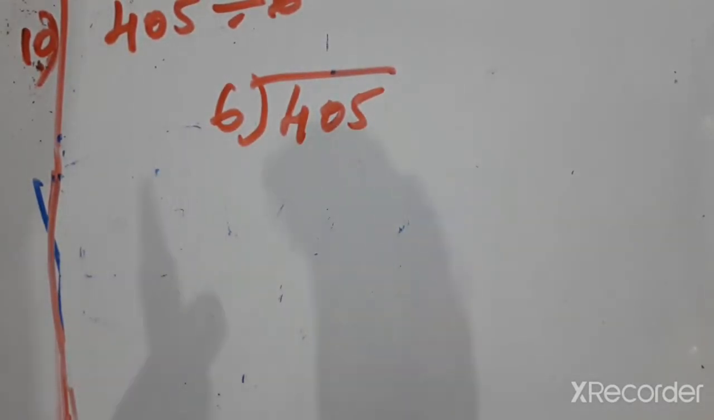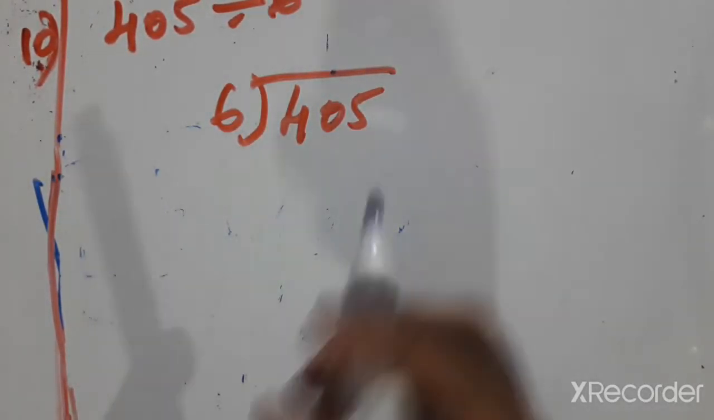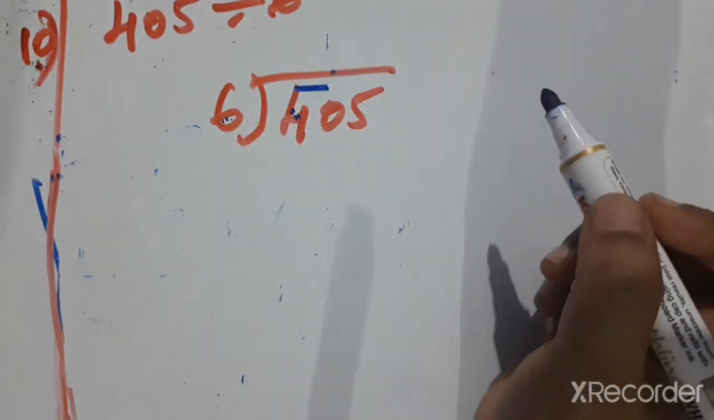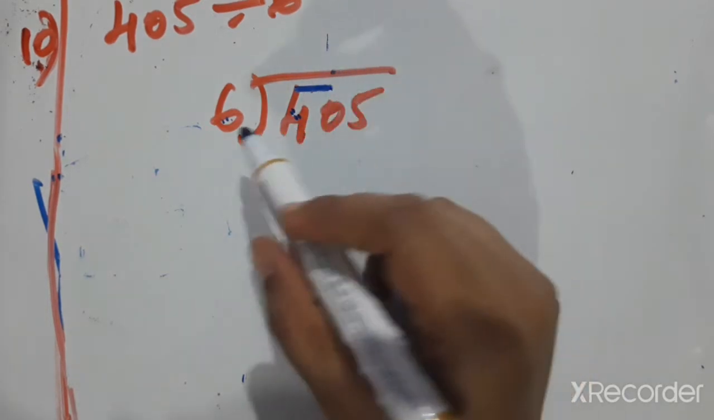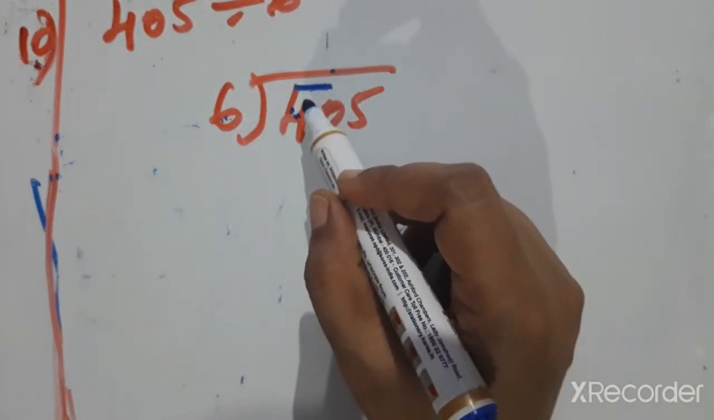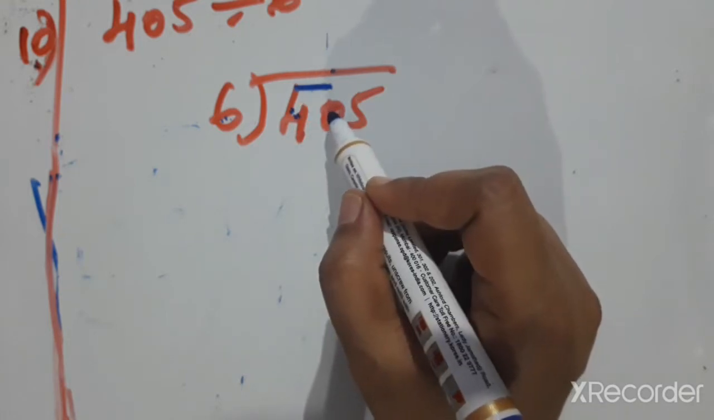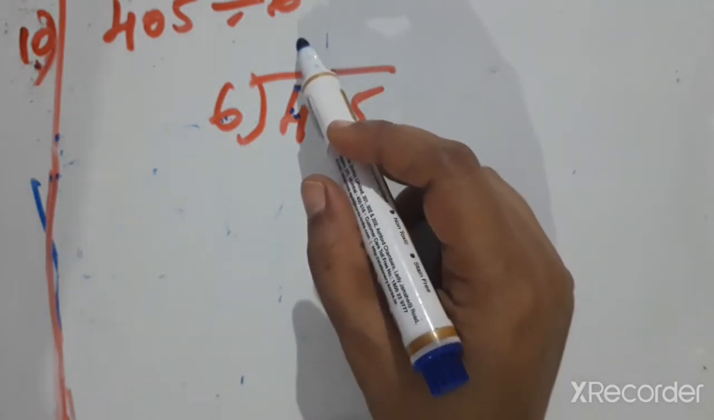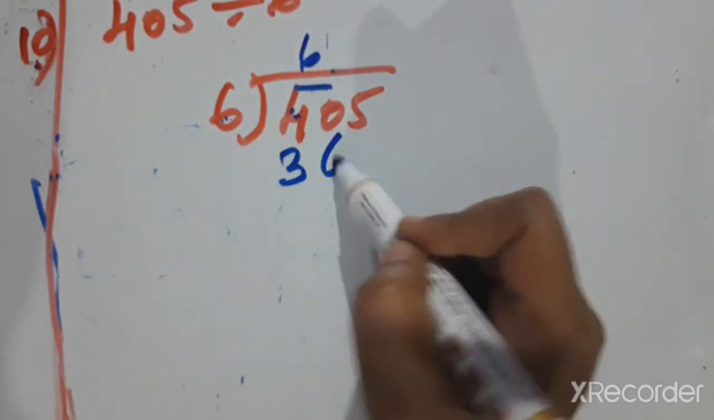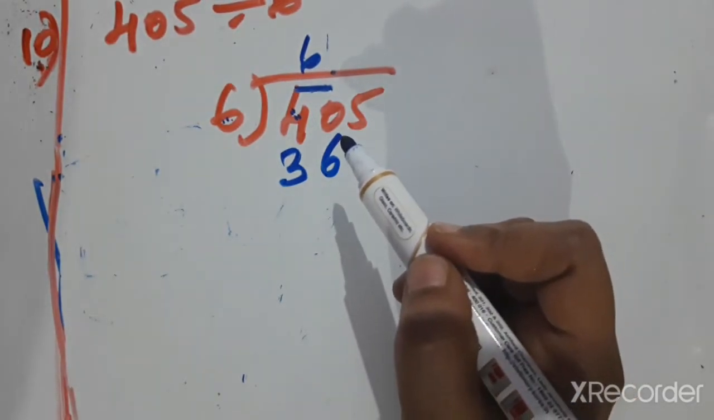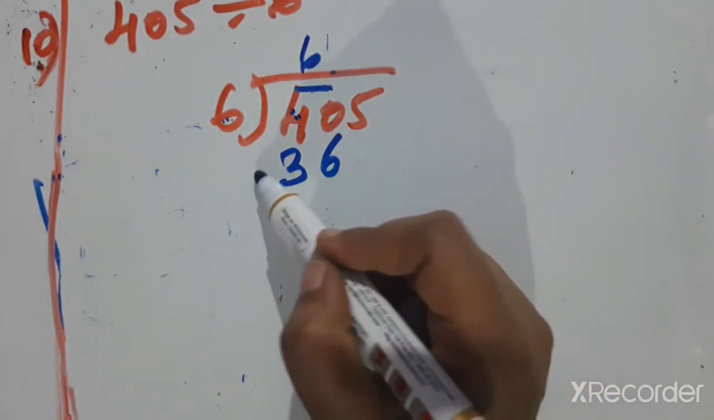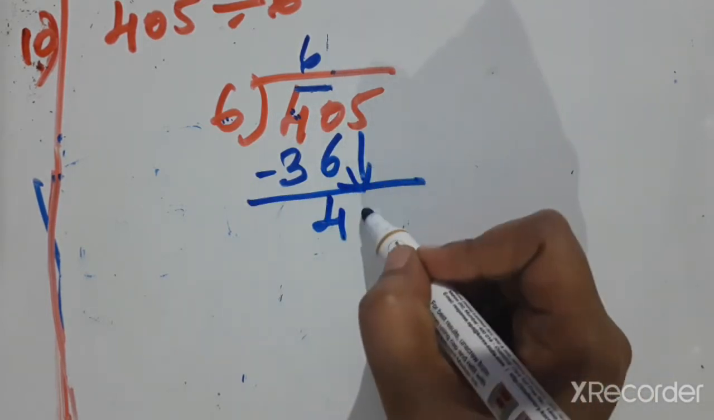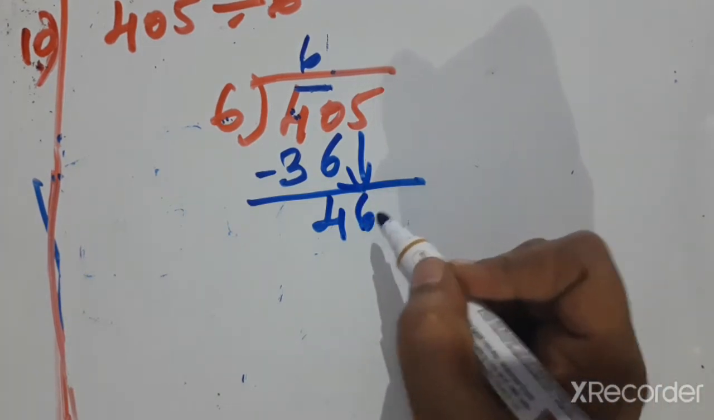Next question is 405 divided by 6. 6 we have to divide. Whether we can consider 4? No, because 4 is less than this number. So we have to take a 2-digit number, 40. Now 6 how much are nearer to 40? 6 fives are 30, 6 sixes are 36, 6 sevens are 42. So 6 sixes are 36. 40 minus 36 is 4, and bring this 5 down, so 45.